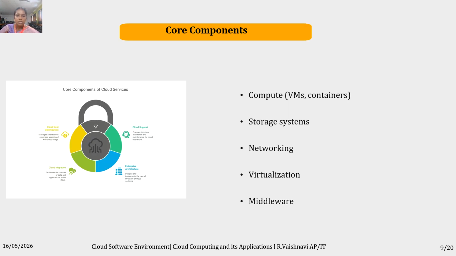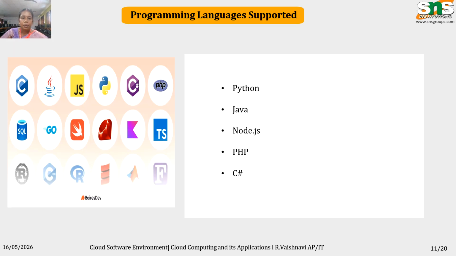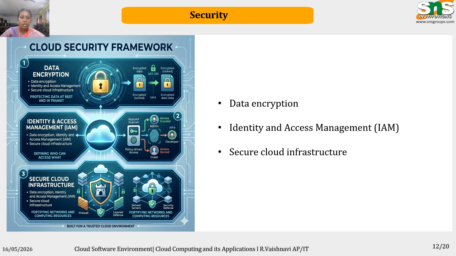Next one, core components. The core components of cloud computing will be compute, that is virtual machines or containers, and then storage systems, networking, virtualization, and middleware. Next one, features. We have four main features, that is on-demand self-service, broad network access, resource pooling, and rapid scalability. The programming languages supported will be Python, Java, Node.js, PHP, and C++.